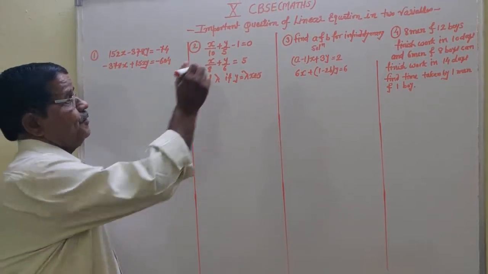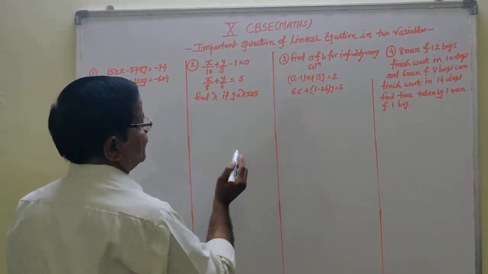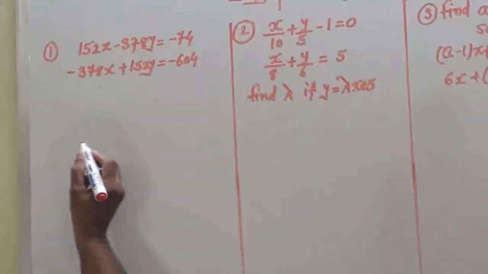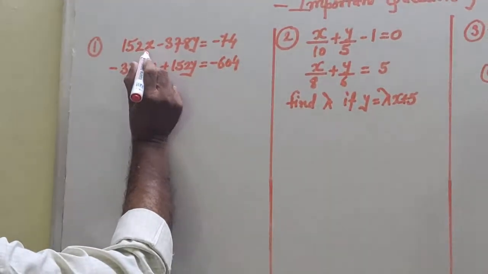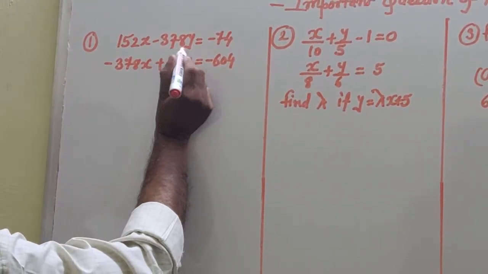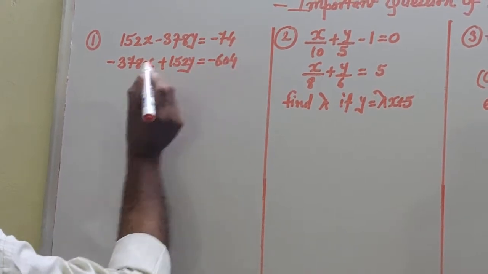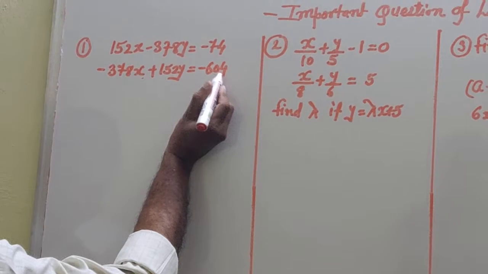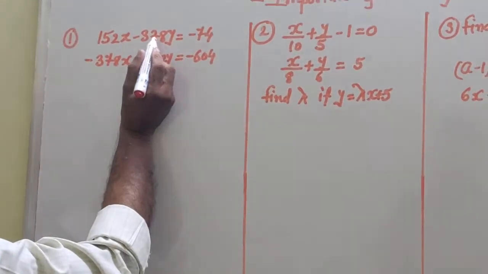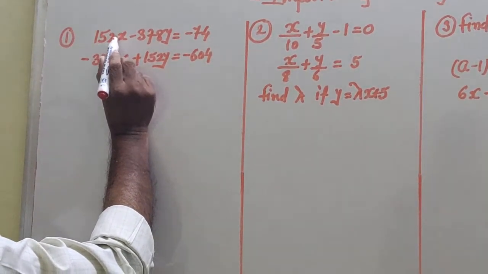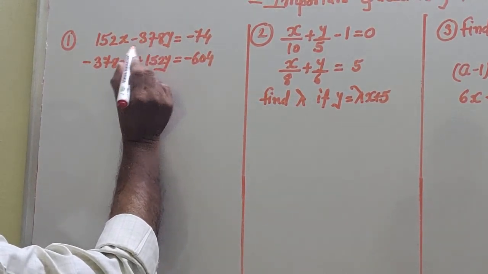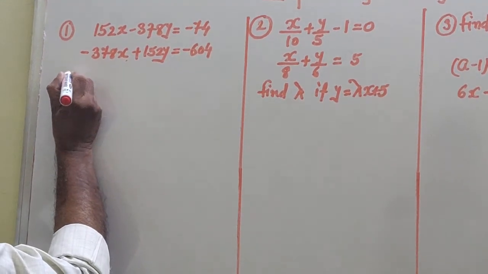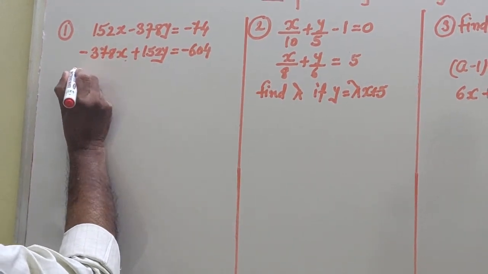Student, today we are going to solve the important questions of linear equations in two variables, 10th standard CBSE math. Now the first problem is given: 152x minus 378y is equal to minus 74, and minus 378x plus 152y is equal to minus 604. In this problem the coefficients of x and y are interchanged. From this observation, you must add these two equations. The addition and subtraction method is used for this.